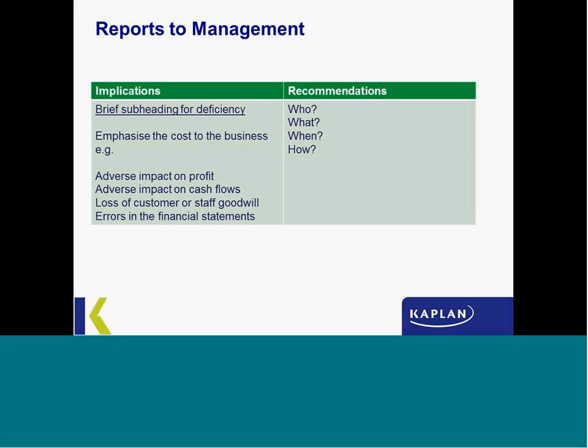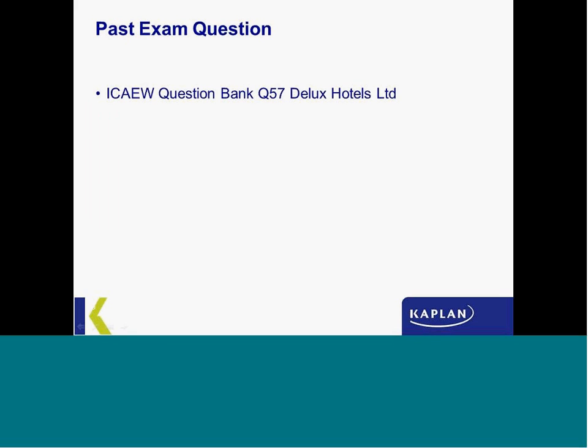Is everyone okay now? Are you ready? Because we're on to a question now. Good. Okay. So what we're going to look at is ICAEW question bank 57. If you've got your student workbooks, you have that there. Has everyone got that question? Is there anybody who doesn't have it? No.